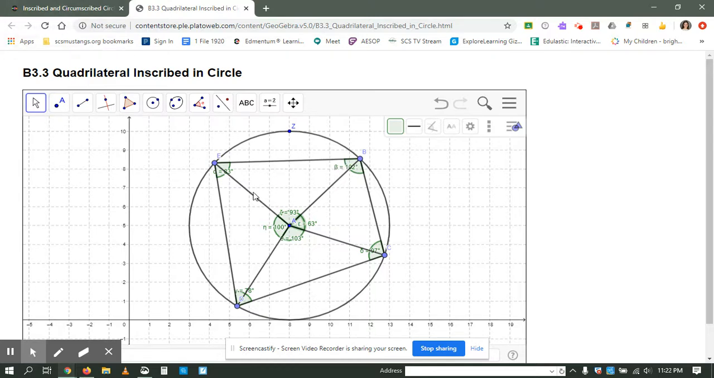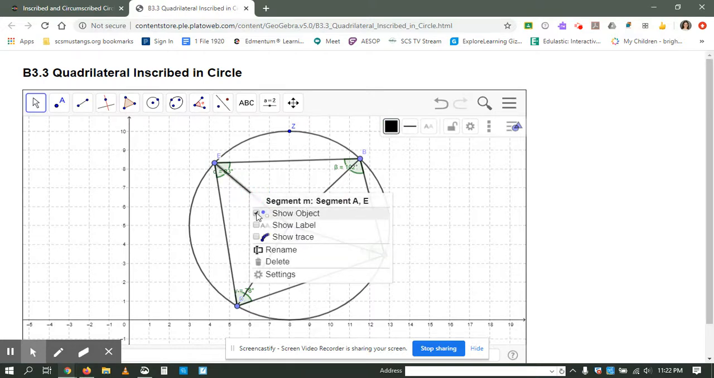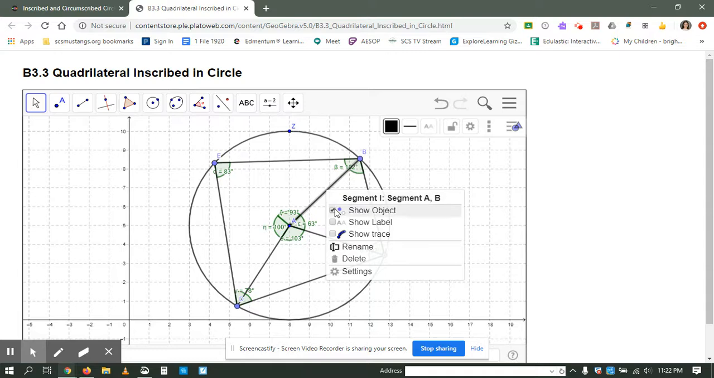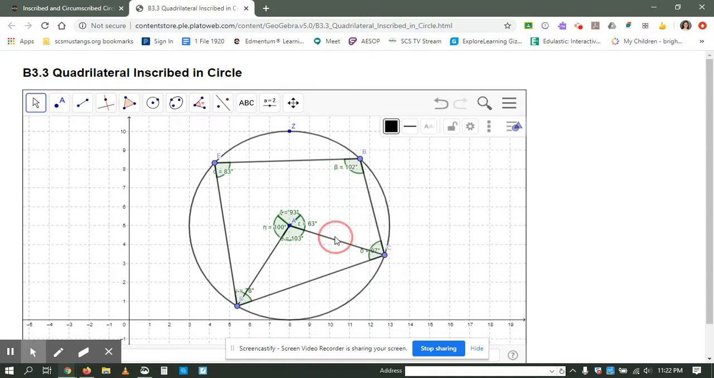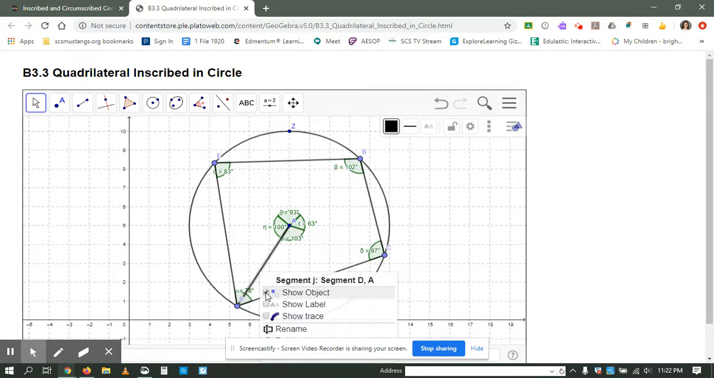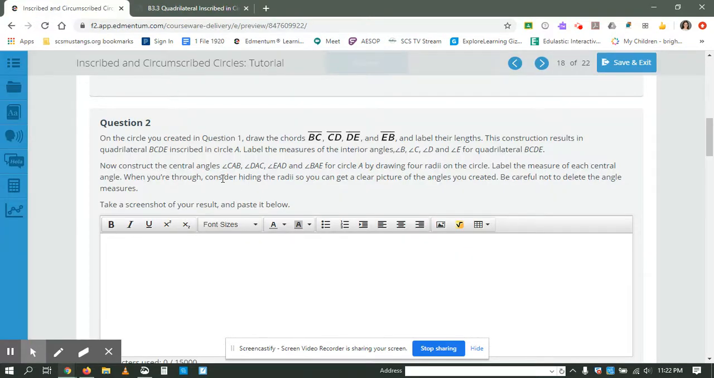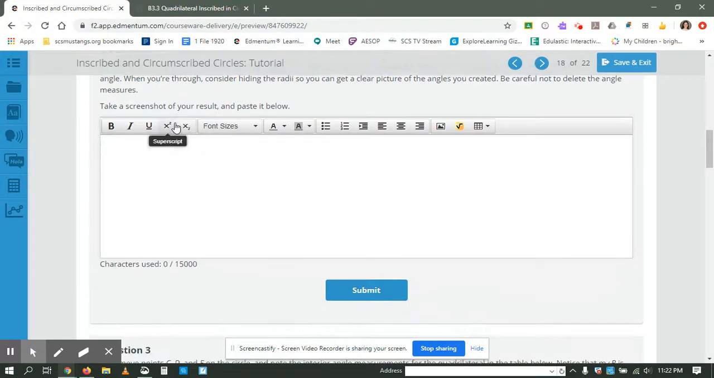Okay, so we got those labeled, and then it said to hide these guys. So I'm going to click, and it says segment M, and it's segment from A to E. I'm going to click on the show object so that it hides. Whenever you uncheck that box, that hides it. So there we go, and it's hiding all those. We've got all of our angle measures, both the ones in our inscribed quadrilateral and our central angles that we have going on there. And then it says take a screenshot of the result, paste it below.